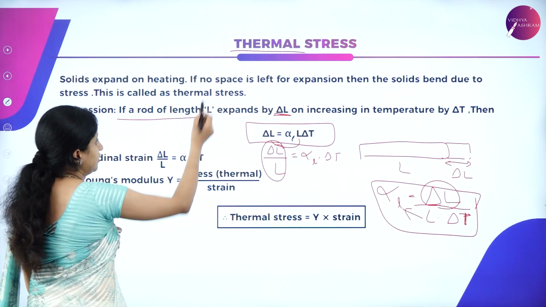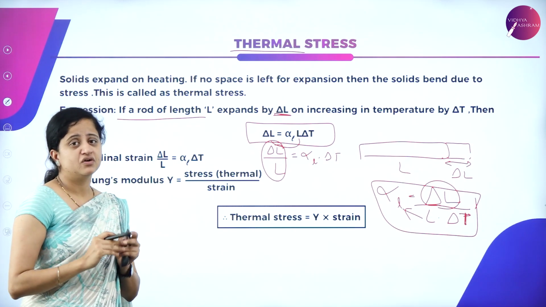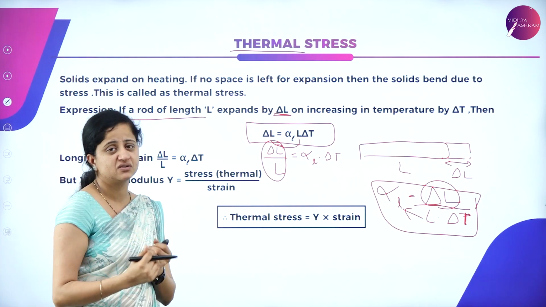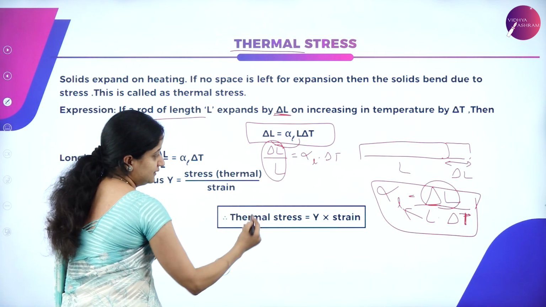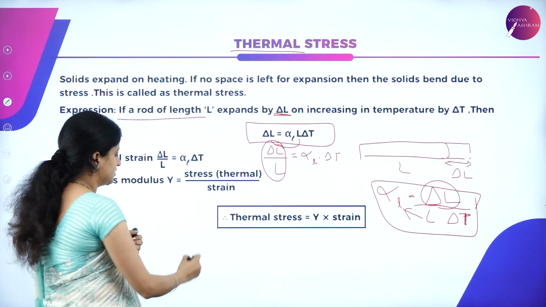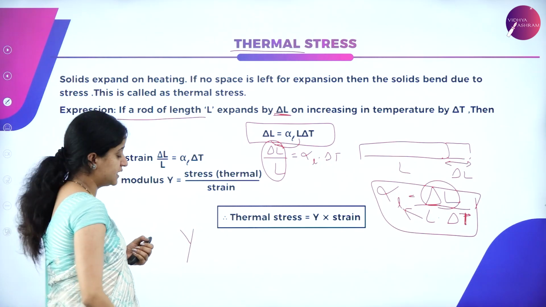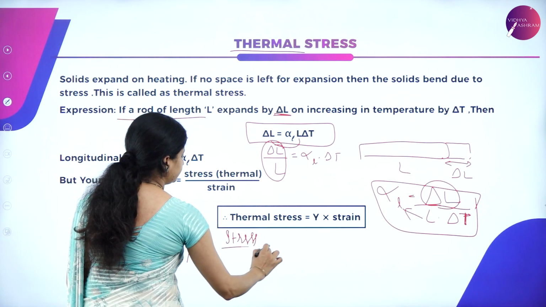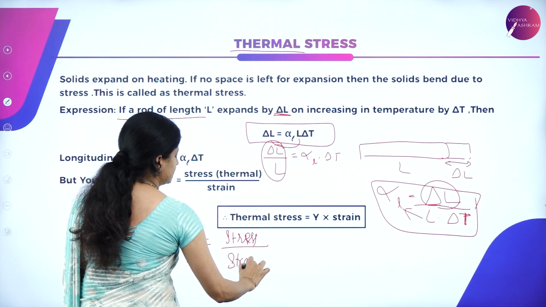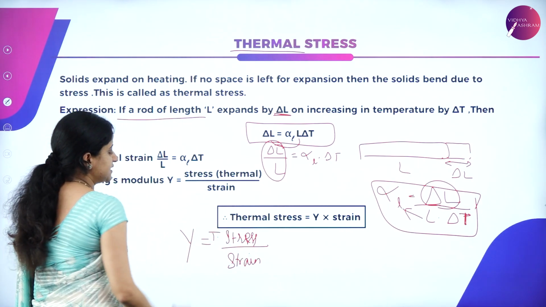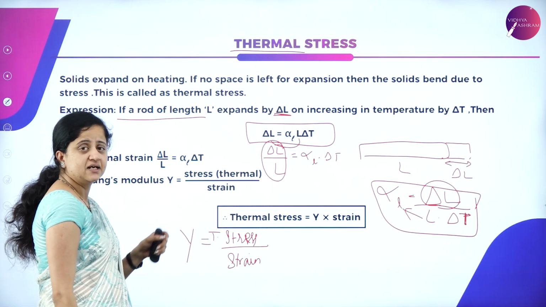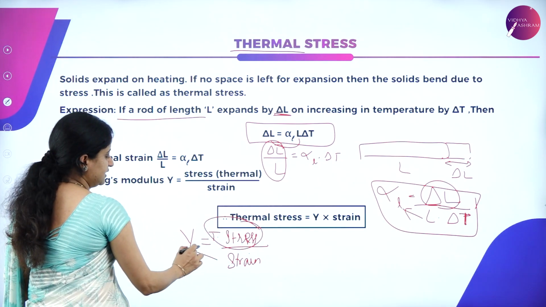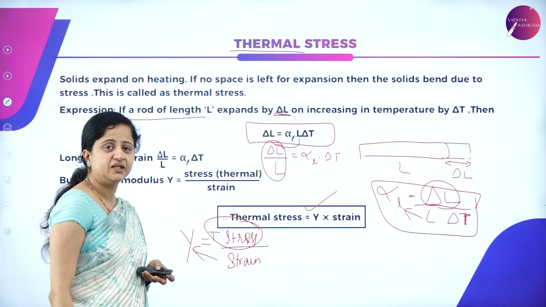Now we have a concept of strain. We need to write the expression for stress. So what is the general thing which relates the stress and strain? That is nothing but the modulus of elasticity. So we are talking about length here, since we have delta L and L. So we need to take Young's modulus into consideration. Young's modulus is given by longitudinal stress divided by longitudinal strain. So here the stress is due to temperature and is nothing but T, that is thermal stress. So the expression for thermal stress is nothing but Young's modulus into strain, that is Y into strain.